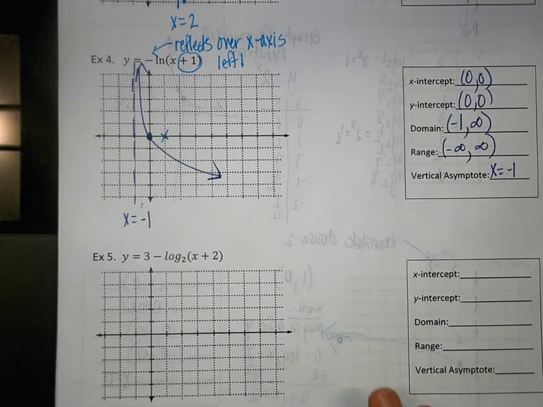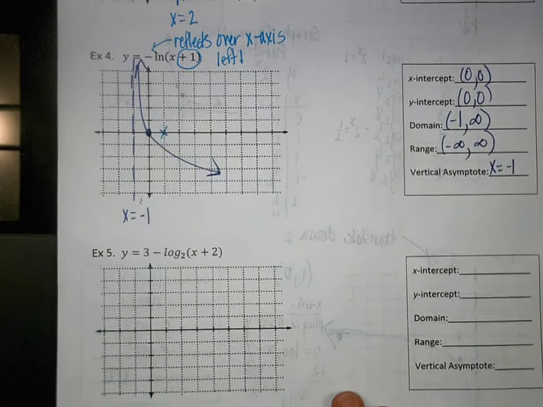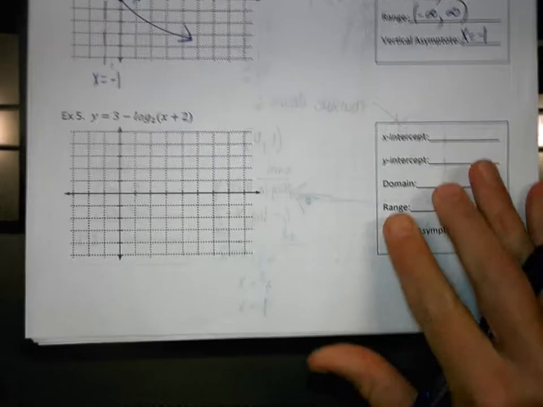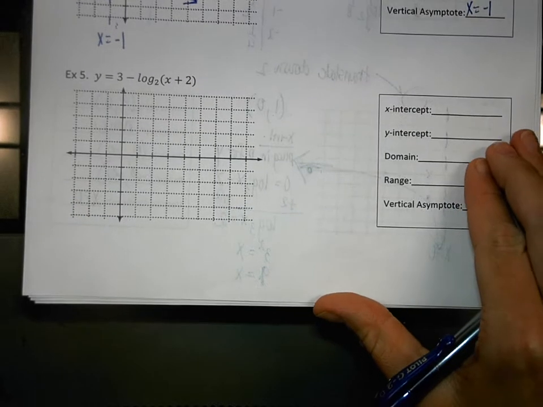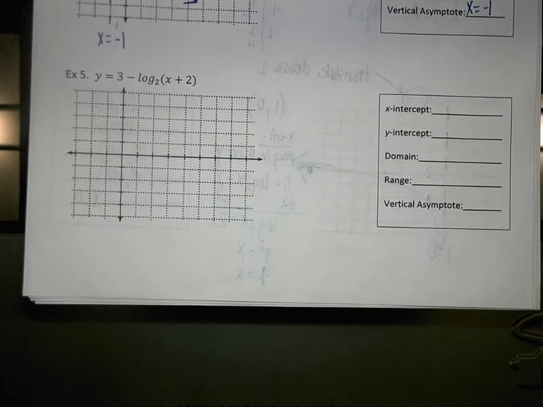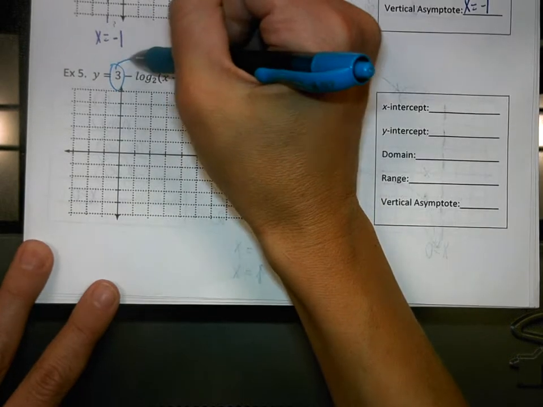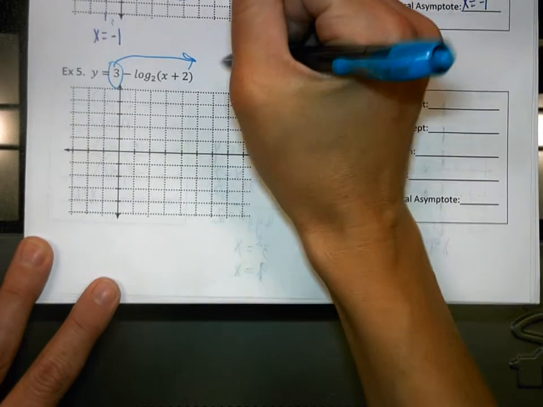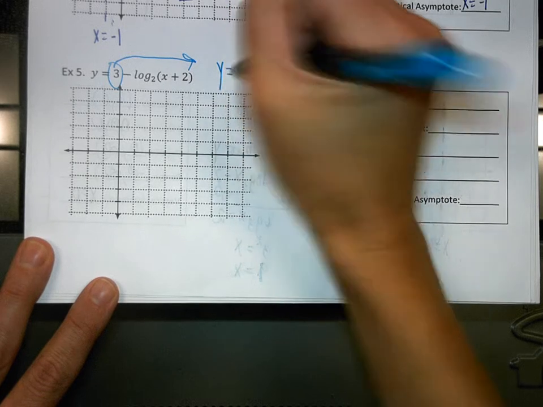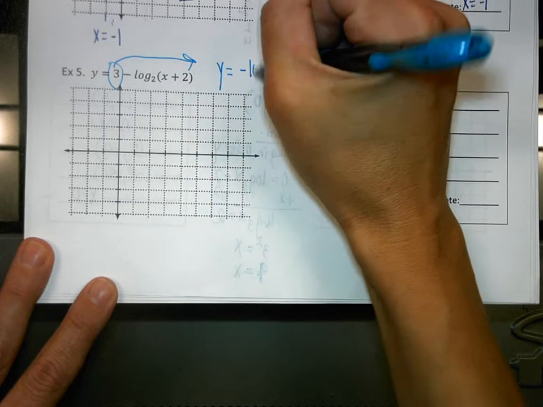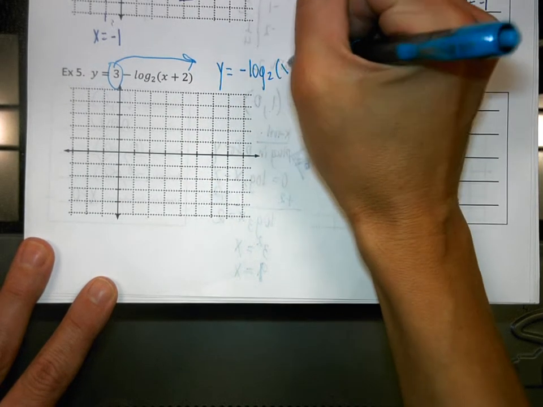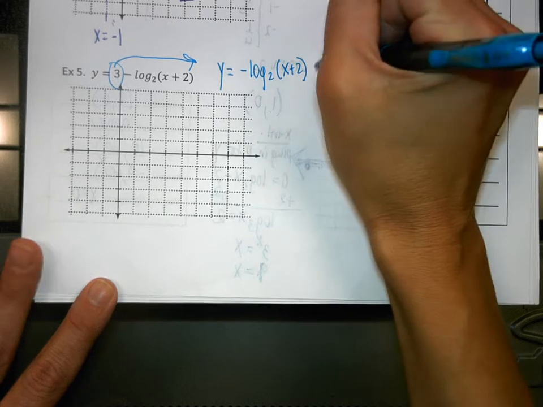Okay, last one. This one kind of has a few things going on. The first thing I would do is rewrite this one because it has the 3 here in front, and I would put the 3 in the back. And so I would rewrite this as y equals negative log base 2 of (x plus 2), and then there's a plus 3 at the end.